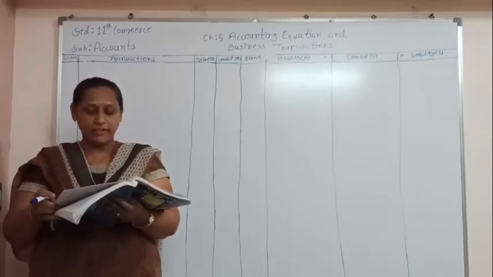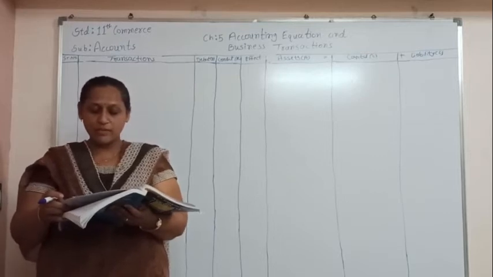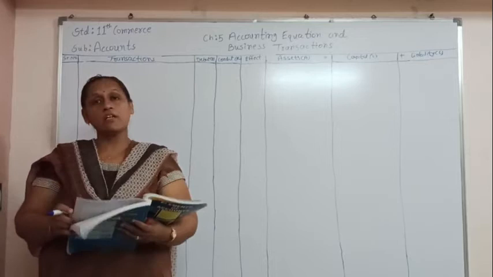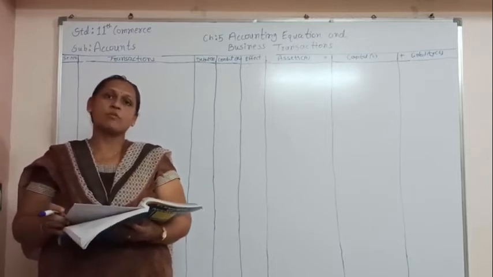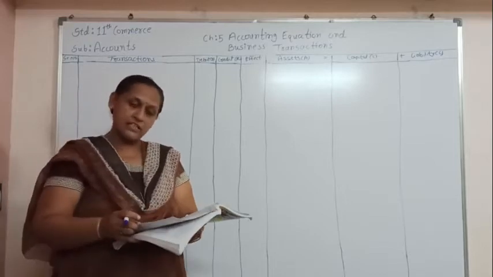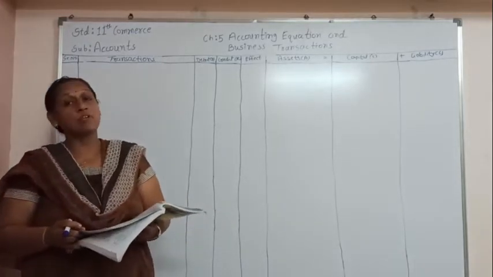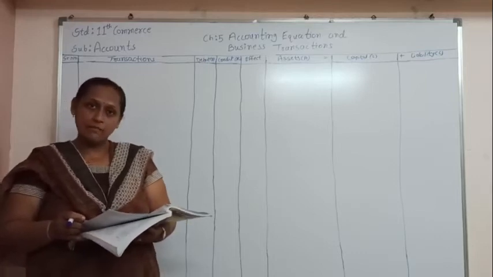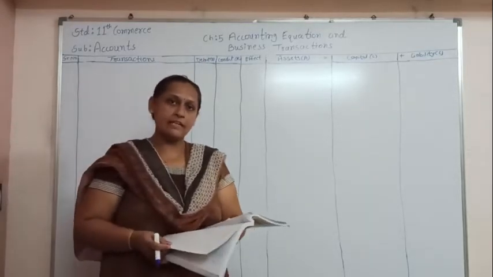Transaction number 15. A computer of rupees 8,000 purchased from Sri Krishna Computer Company. So here we have purchased the computer. So computer account debit to Sri Krishna Computer Company. That journal entry we are going to pass. And because of this transaction, asset is going to be increased as well as liability is also going to be increased.